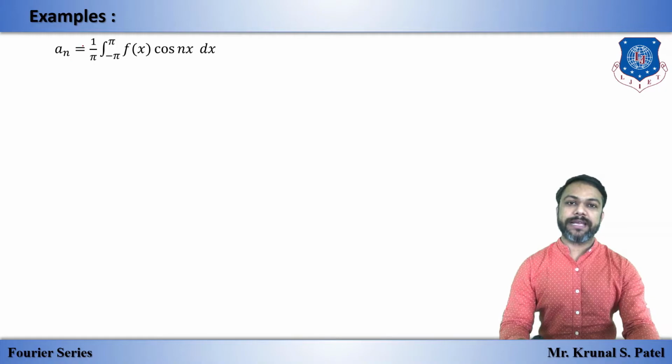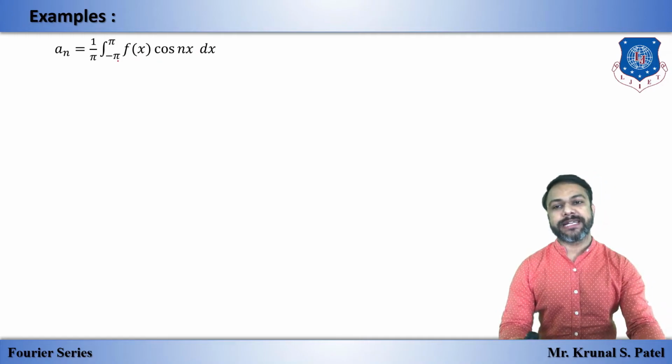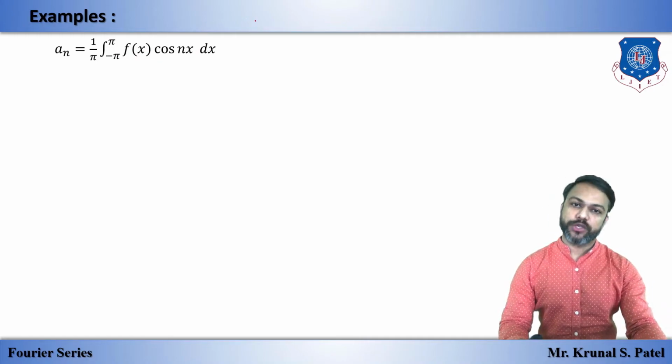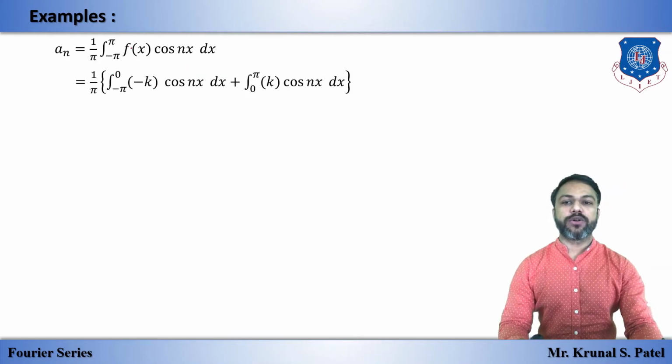So the formula of an is 1 by pi, but pi is L, so 1 by L, L is pi, so 1 by pi integration from minus pi to pi f of x cos nx dx. Now we will split this interval from minus pi to 0 and 0 to pi. So first minus pi to 0, f of x is minus k, and from 0 to pi, f of x is k.